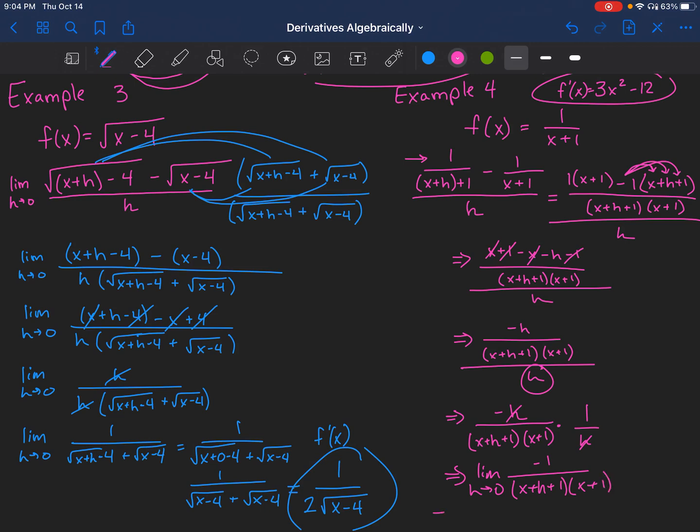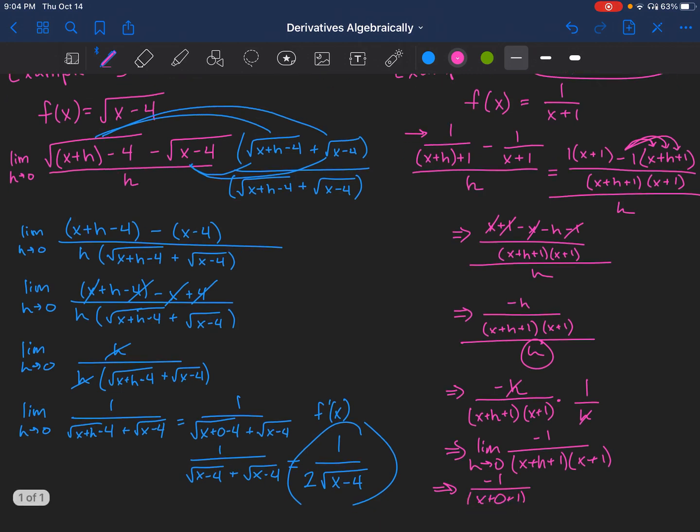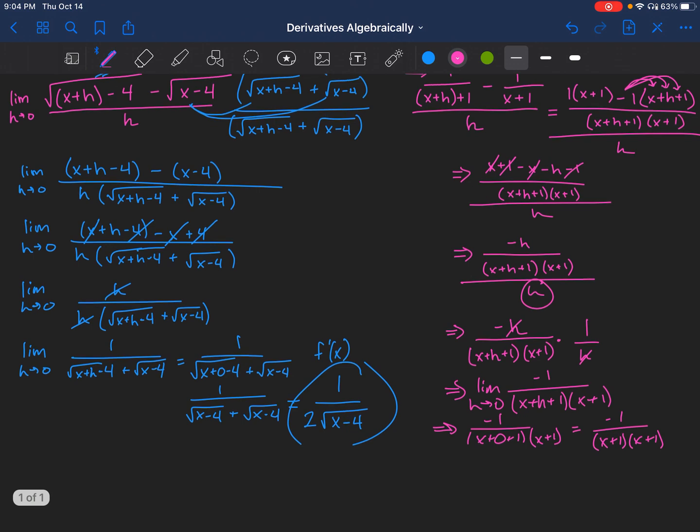Now again, I can plug in 0 at this moment, so let me go ahead and do that. Negative 1 over x plus 0 plus 1 times x plus 1. At x plus 0 plus 1, pretend like that 0 is not even there. You're going to have negative 1 over x plus 1 times x plus 1. You could multiply that out if you want to, but Mr. Harold would honestly just prefer if he wrote negative 1 over x plus 1 squared.